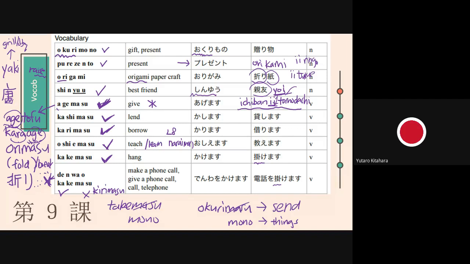So don't worry about this hang here, this kakemasu hang. It's really hang, and the kanji also means hang, but we use it as a phrase meaning make a phone call. So that's not a lot of verbs. I think only 5-6 verbs. Next page of this, I think it's the same page as yours.